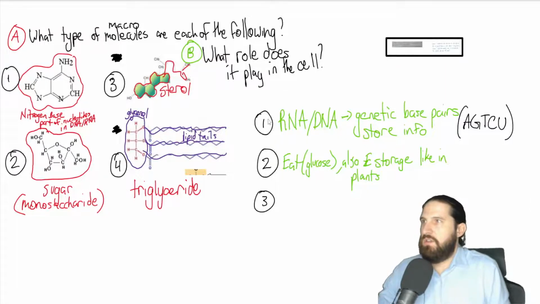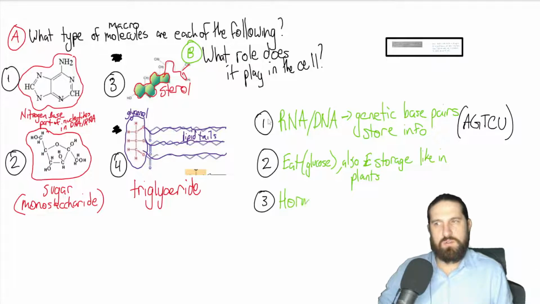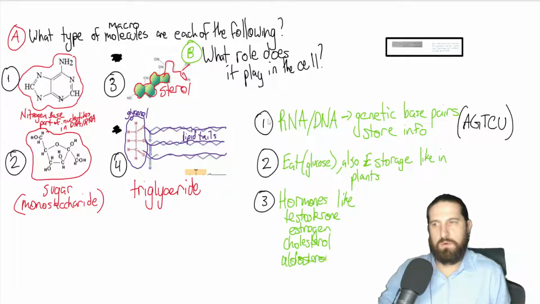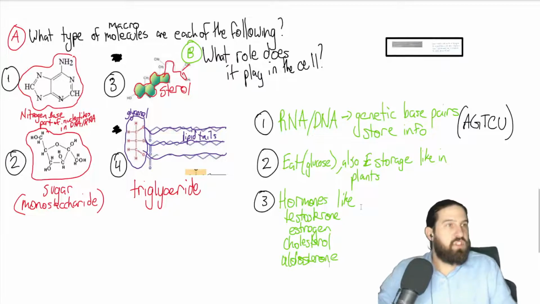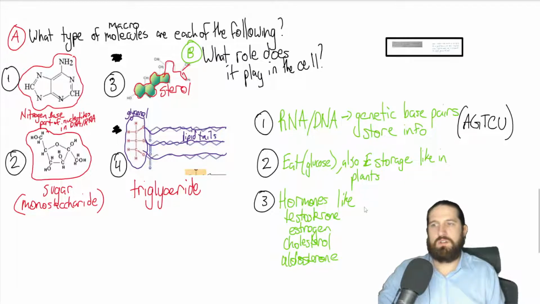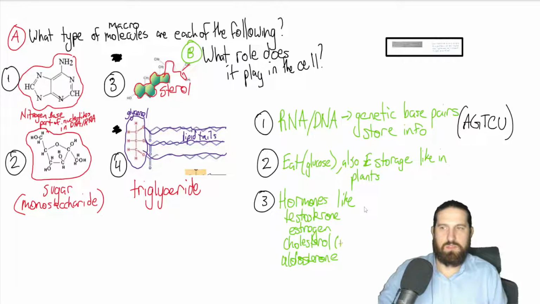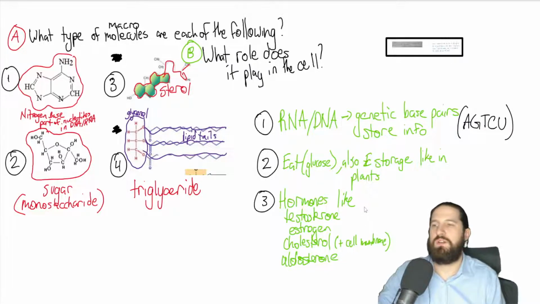Sterols, 3. Those things are usually used for hormones. So hormones like testosterone, estrogen, cholesterol, aldosterone, which controls water and other things. These are all sterol based. They all look very, very similar. And cholesterol has a role in the cellular membrane. So plus cellular membrane. Every cell has some cholesterol just floating around in it.